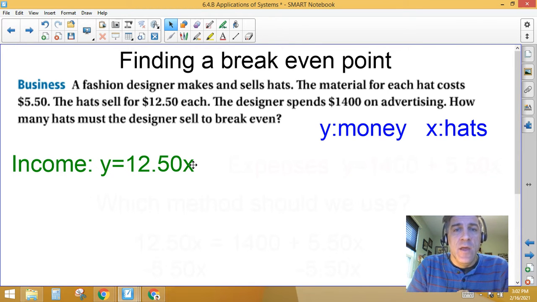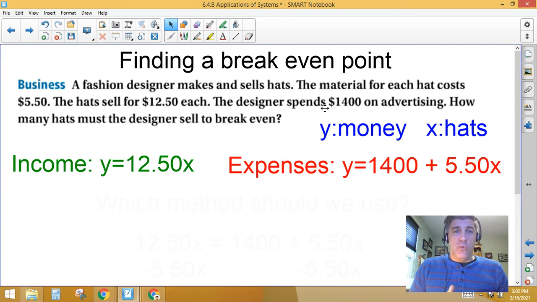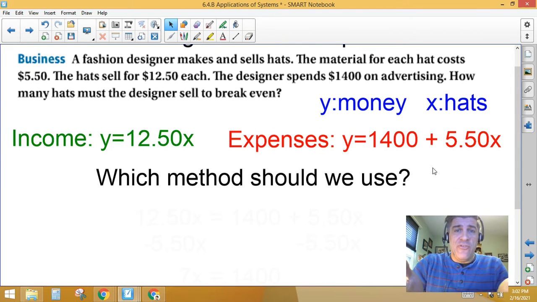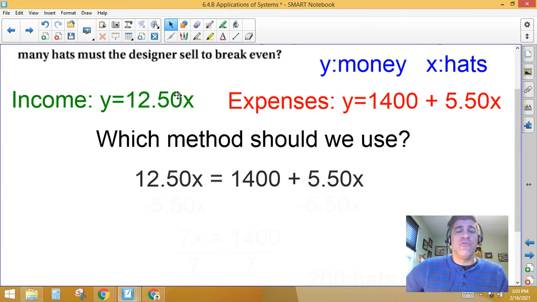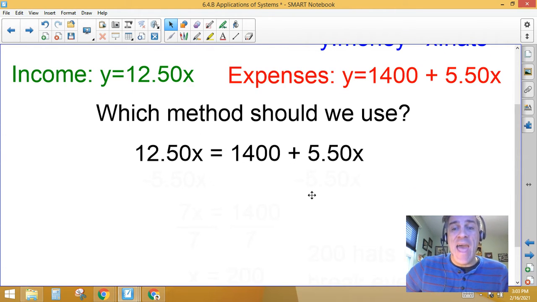What's the equation going to be for the expenses? Hopefully you came up with y equals $1,400 for the advertising plus 5.50 times x, the 5.50 per hat that they have to pay for the material. Now, what method do you think we should use in solving this system? If you didn't say substitution, okay, I think we should use substitution. If you got it wrong, so what? I'm going to set the two expressions equal to each other. The income, 12.50x, will equal 1400 plus 5.50x, because that's going to give me the break-even point when the number of hats is the same.